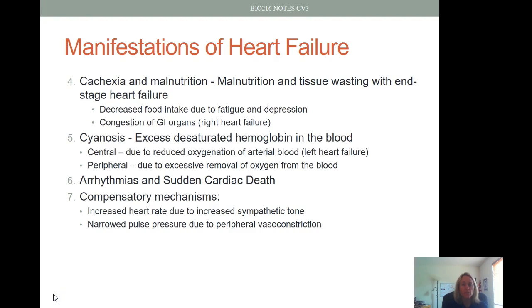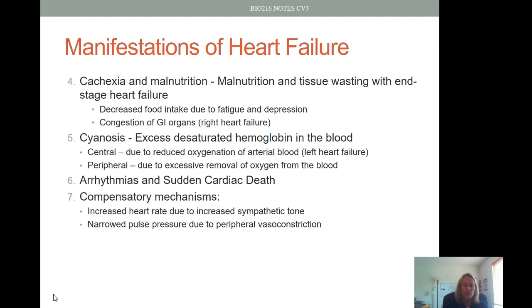We can also see malnutrition and tissue wasting in end-stage heart failure. We can have decreased food intake due to fatigue and depression. We get congestion of the GI organs with right heart failure that can contribute. We can also see cyanosis. That's the bluish discoloring of skin and mucous membranes due to excess desaturated hemoglobin in the blood.